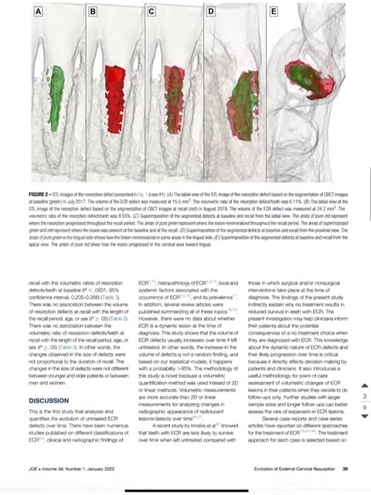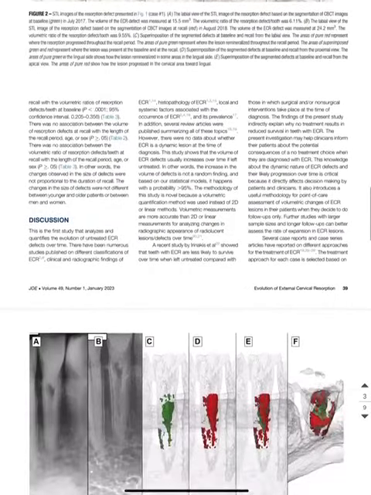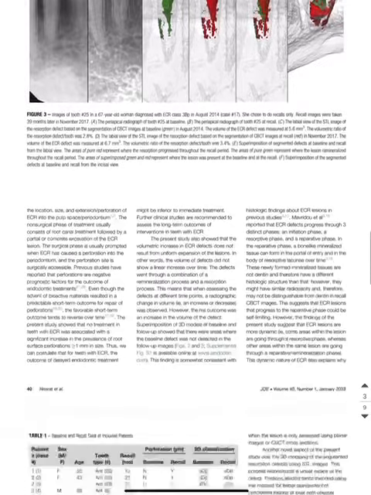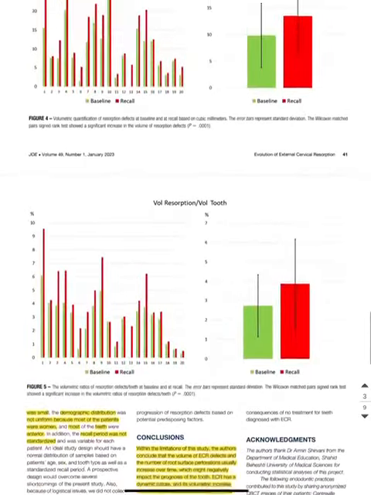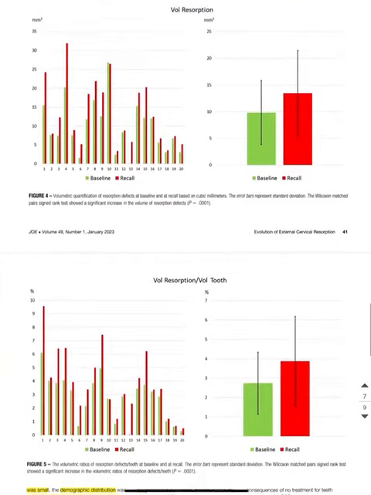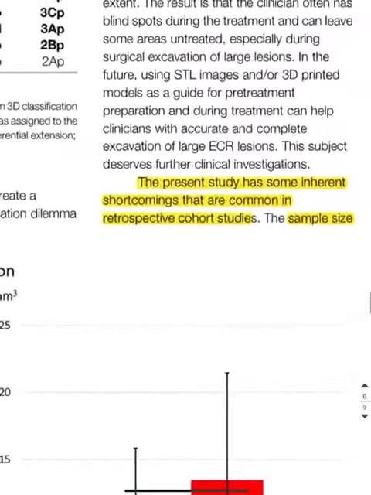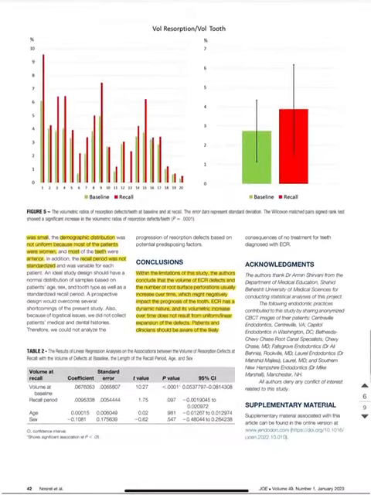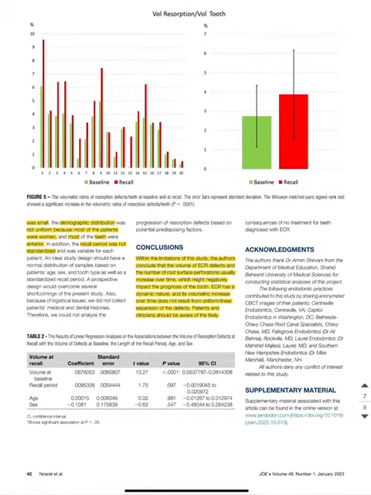There was no association between the volume of the resorption defect at recall and the length of the recall period, sex, or age. This study has some limitations because it is a retrospective cohort study. The sample size was very small, and the demographic distribution was not uniform because most of the patients were females, and most of the teeth were anterior, and the recall period was not standardized.